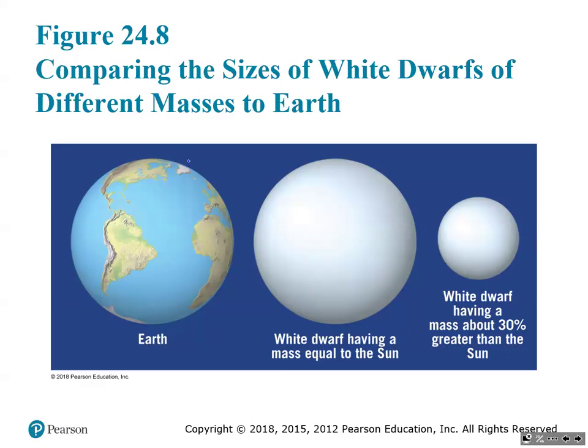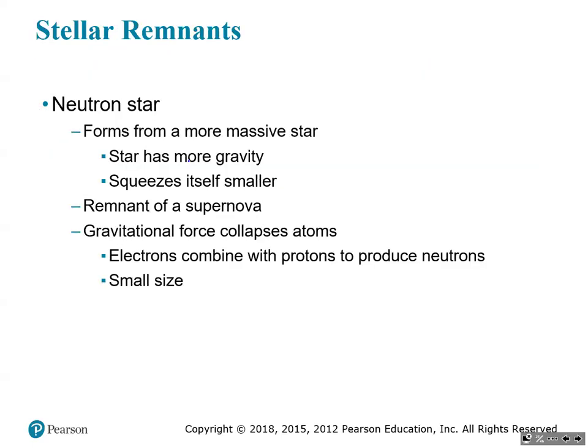And they actually get smaller as they get more massive, which is one of these contradictory things that happens with degenerate matter. A neutron star will form from a more massive star. The star has more gravity. It squeezes itself smaller. This is a remnant of a supernova, and the gravitational force will collapse the atoms inside the neutron star. The electrons will combine with protons to produce neutrons, and the whole thing will be compressed to a very small size.